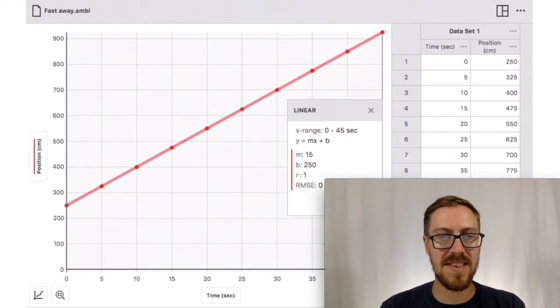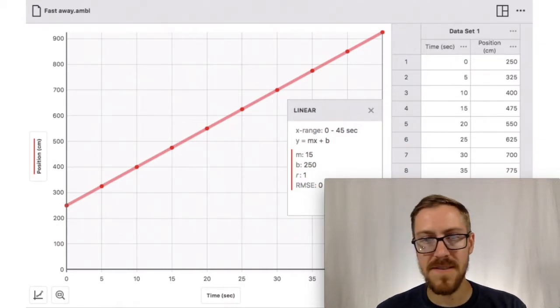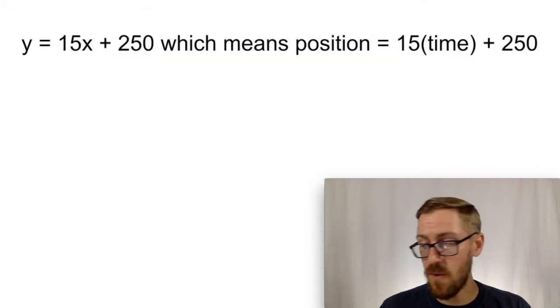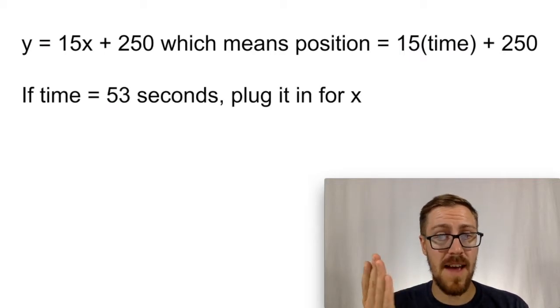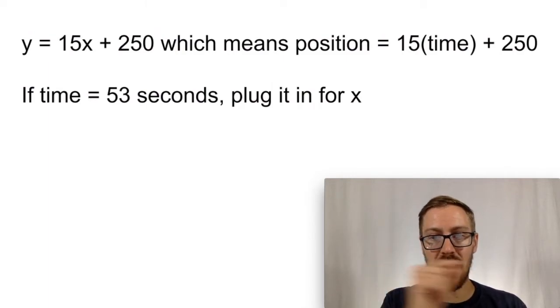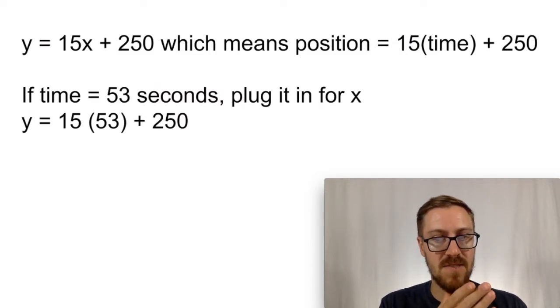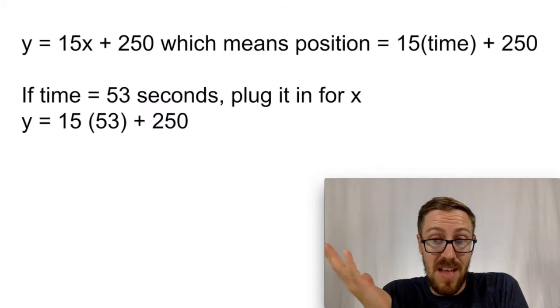We got a slope for this data of 15 and a y-intercept, so a starting point of 250. Velocity of 15 centimeters per second, starting point of 250 centimeters. So again, if I'm looking for a position and I know the time, I put the time in for the x because time is on our x-axis. When I do that, I get y equals 15, which is our velocity, times 53, which is our time, plus 250. At that point, it's just a numbers game.